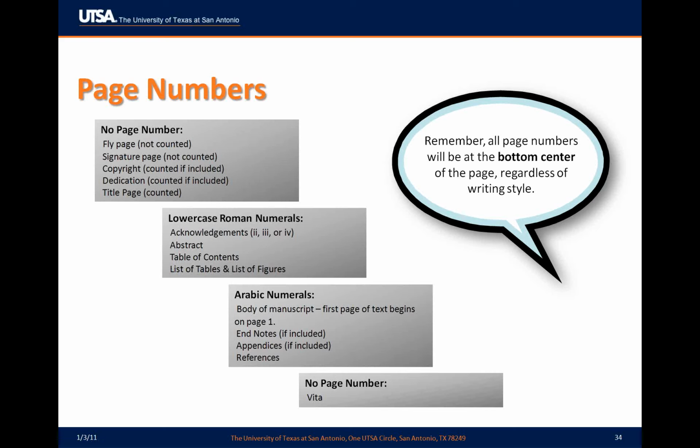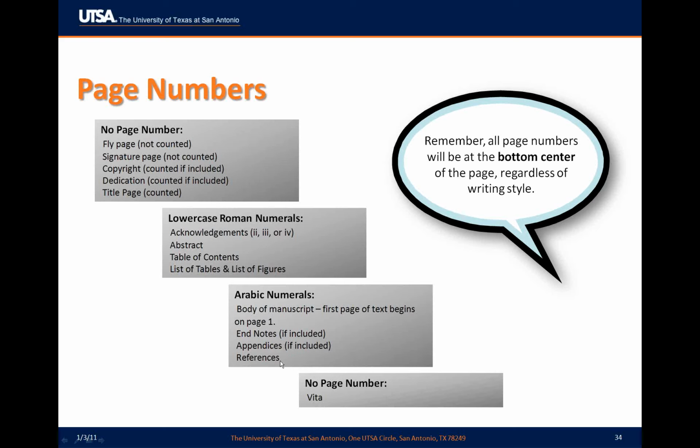When you switch over to Arabic numerals, that will be the body of your manuscript. So basically the first page of your text begins on page 1. So chapter 1 or your preface, anything like that, always starts on page 1. Even if your list of figures ends on page Roman numeral 16, the body of your manuscript starts on page 1. You'll continue these Arabic numeral page numbers all the way through your endnotes if you include them, appendices if included, and your references. And then the Vita has no page number.